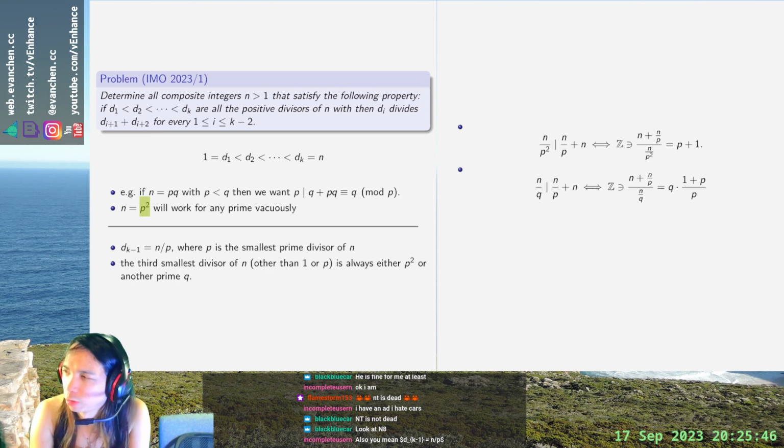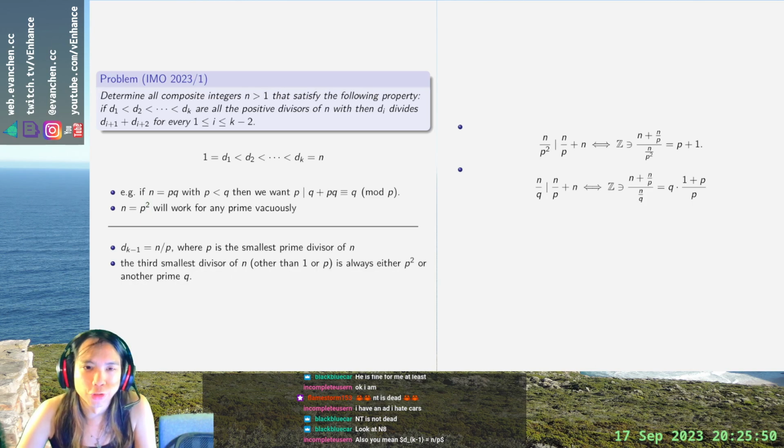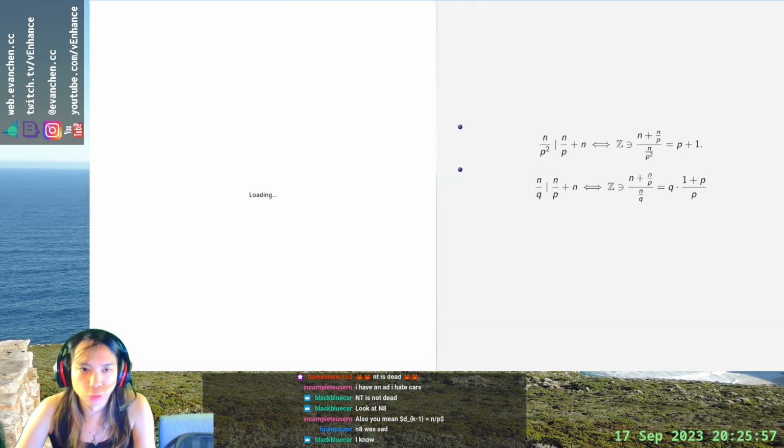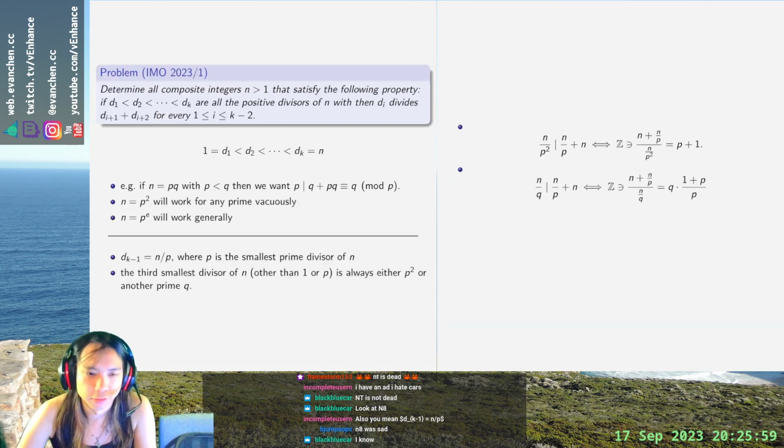Is 5 p cubed? P divides p squared. Okay, so in general, n equals p to the e will work. Generally, and let q... I claim that there's no other. Okay, I think I see where this is going.